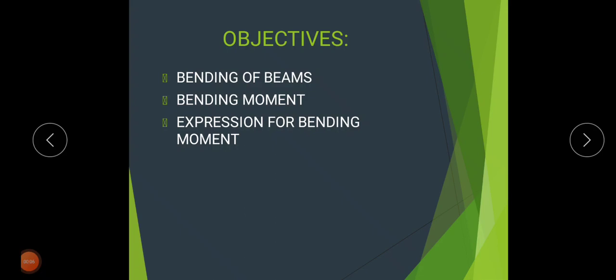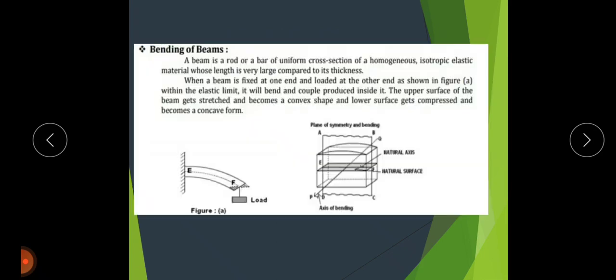Hello students, today we are going to discuss the topic bending of beams, bending moment, and also the expression for bending moment. Bending of beam. Before going into bending of beams, we have to understand what we mean by a beam.